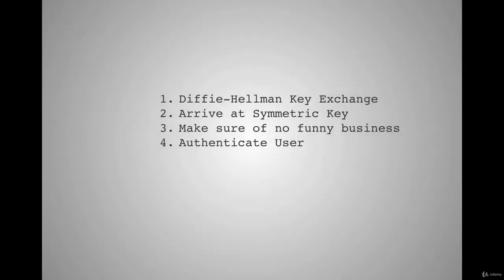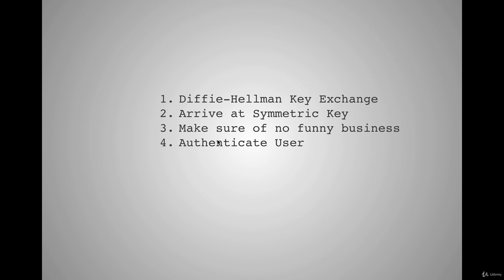Welcome back. Once a secured symmetric communication has been established, the server needs to actually verify to see if the user has the rights to access it. If it wasn't the case, then anyone can connect into the server. You see, we've talked about the Diffie-Hellman key exchange, the asymmetric encryption to arrive at a symmetric key so that we can communicate. And we also used hashing to make sure of no funny business.